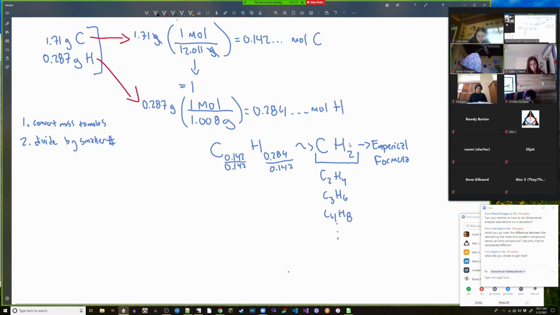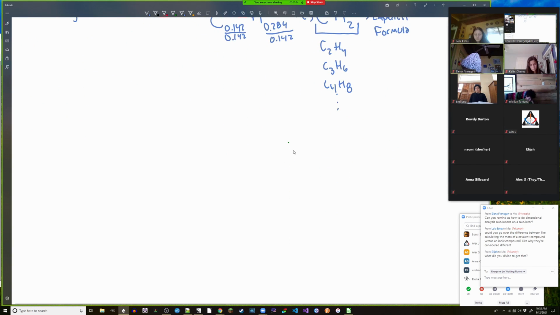Let's do another example here that's a little bit more complicated. It doesn't work out as perfectly as this one does. And then we'll add a third step here, which will help us solve more problems. Let's see. Where was my example? There it is. So this other sample had 5.31 grams of chlorine and 8.40 grams of oxygen.